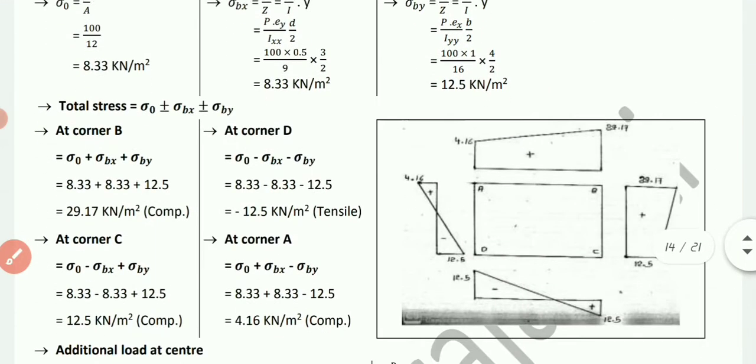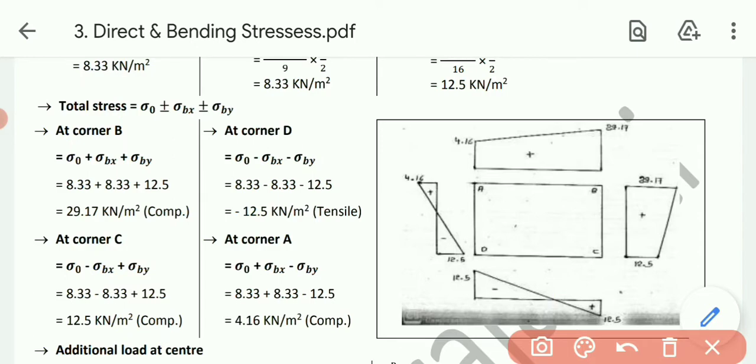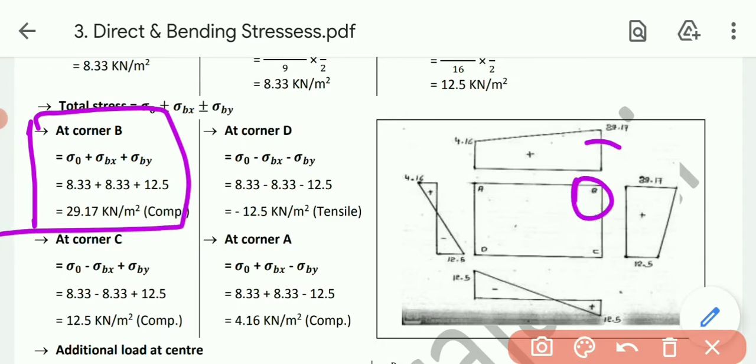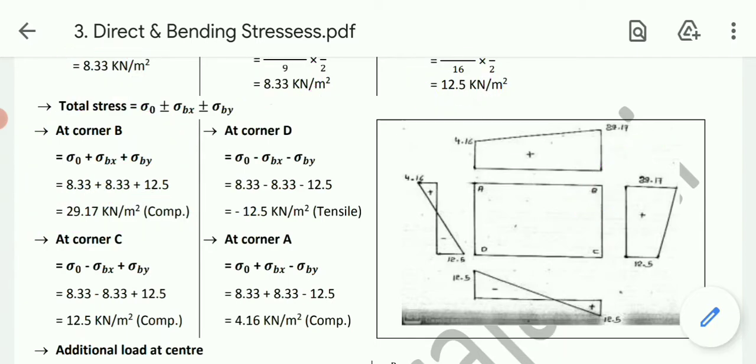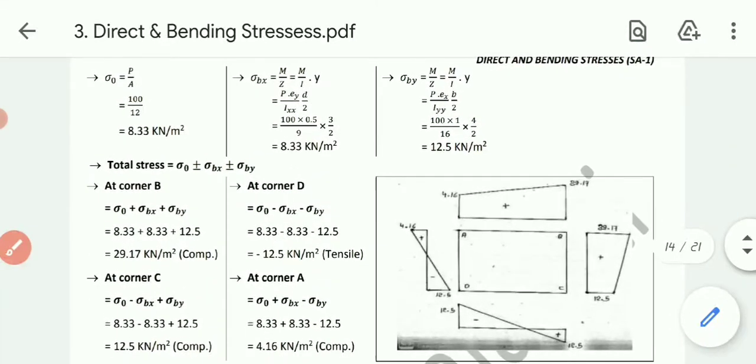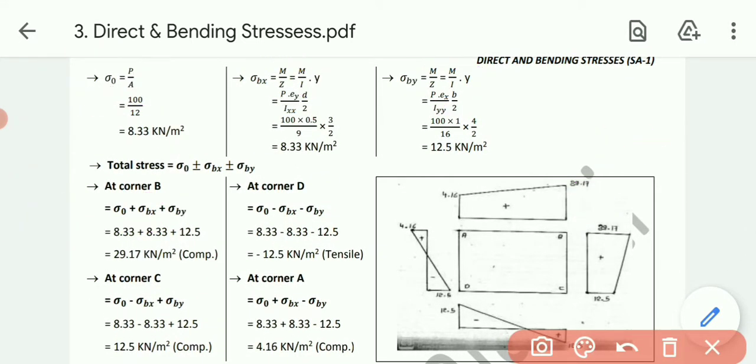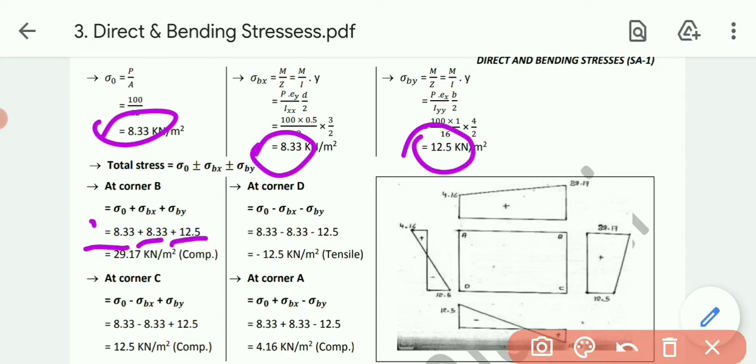As we have already discussed, we need to calculate all four stresses at each corner. At corner B, first quadrant, plus plus, so sigma 0 plus sigma Bx plus sigma By. Let me keep it in one frame so you will get it very easily. Sigma 0 is 8.33, sigma Bx is also 8.33, and sigma By is 12.5, all are plus. So I get the answer 29.17 kilonewton per meter square, as it is positive, so compressive stress.